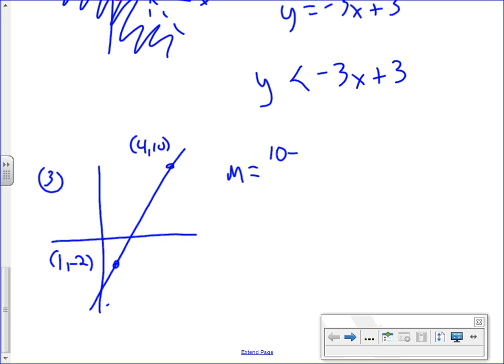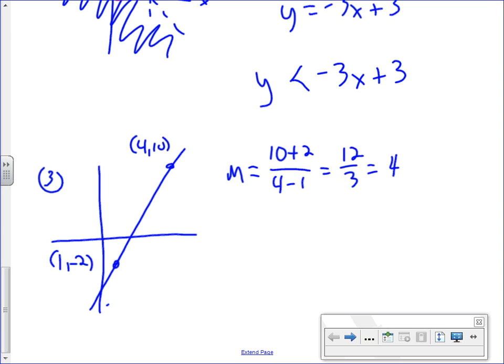10 minus what? Minus 2, so it's 10 plus 2. Minus negative 2, so it's plus 2. Very good. 10 minus a negative 2. And then I have to do it in the same order, so 4 minus 1. And that gives me 12 over 3, which is a slope of 4. Always a good idea when you use the slope formula, you have a picture to double check that you got the right sign on the answer. Okay? Just make sure you got the right sign.